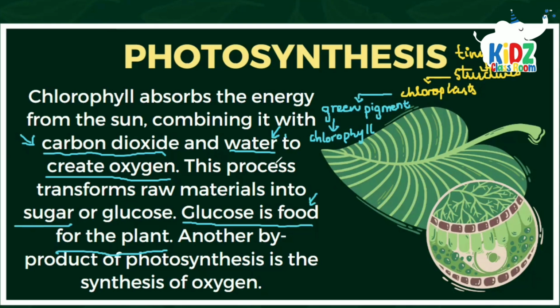So first chlorophyll absorbs the energy from sun, combining it with carbon dioxide and water to create oxygen, and oxygen is released into the air, and then this process transforms raw materials into sugar or glucose, and glucose is food for the plant. So this is how photosynthesis works. So let's move on.